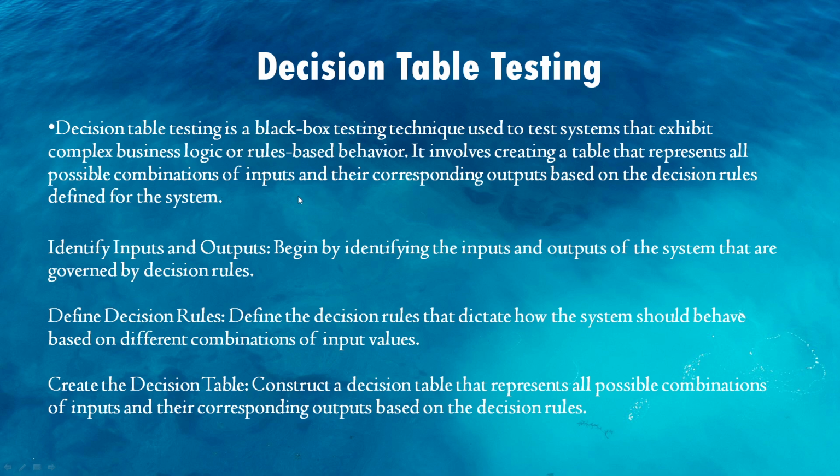You all know what input we are referring to here. What we are giving into the system is considered as input, and what the system throws out, either an error or a valid output, we refer to as output. It starts by identifying the inputs and outputs of the system that are governed by the rules.